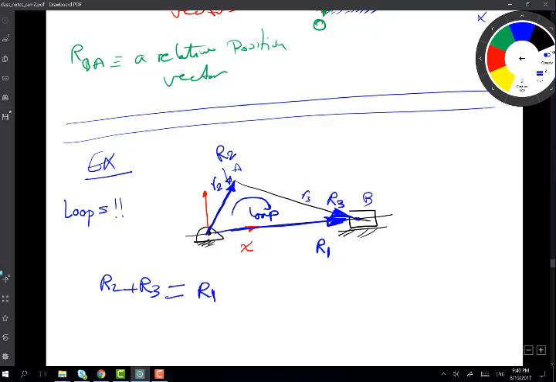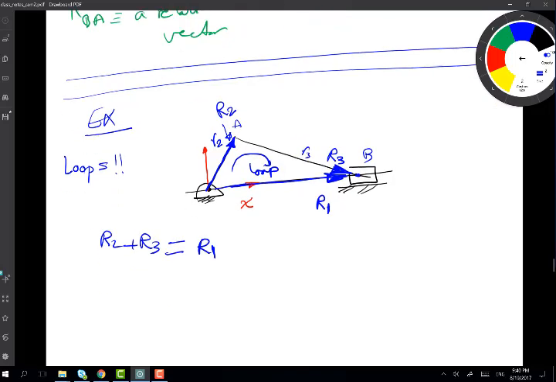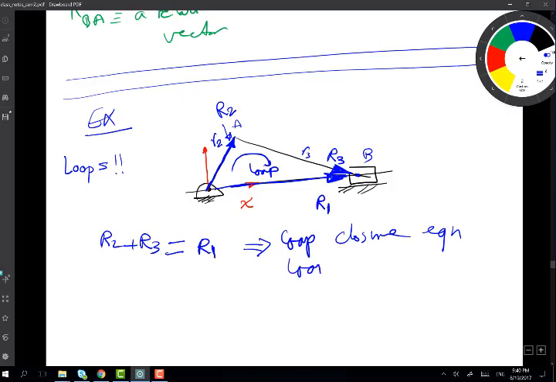The sum is R1. All right, so straight away I have an equation. We'll explain this in detail in a little while, but I just wanted to say for every loop, I'll get an equation like that. We'll call this the loop closure equation, or just the loop equation. So for every loop, I will have an equation. And then what will this equation give us?